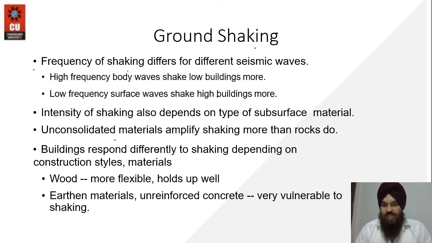RCC structures. To RCC structures, we have added steel, so more steel in the RCC structure leads to more ductility. But steel structures will have better shaking resistance as compared to the rigid RCC structure. Then we have given examples: wood is more flexible and holds up well, while earthen material and unreinforced concrete are very vulnerable to shaking.